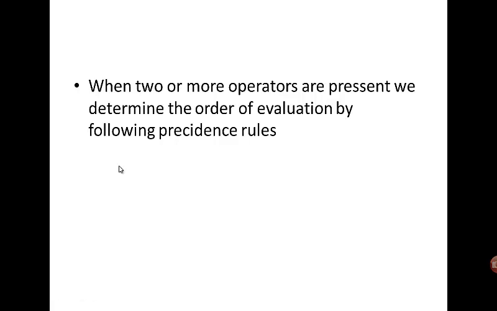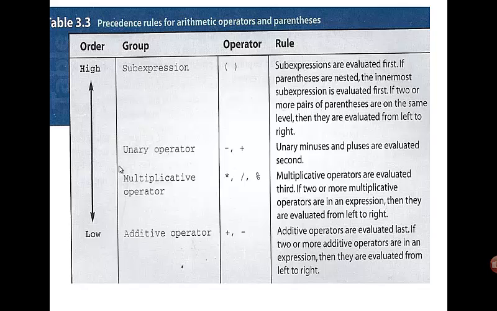All right, so when two or more operators are present, we determine the order of evaluation by following precedence rules. You should be familiar with that from algebra, and this table summarizes those rules.